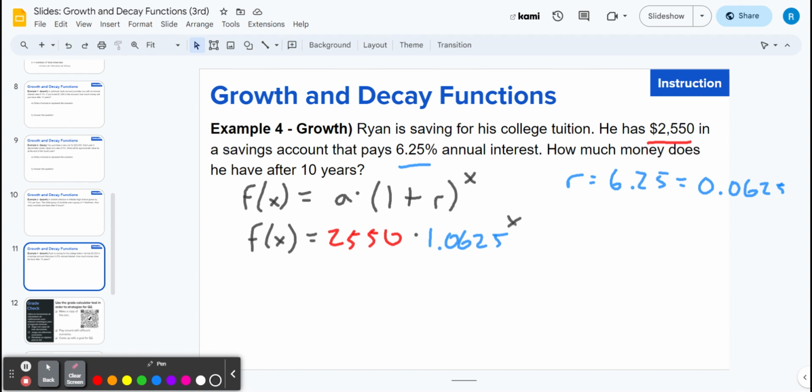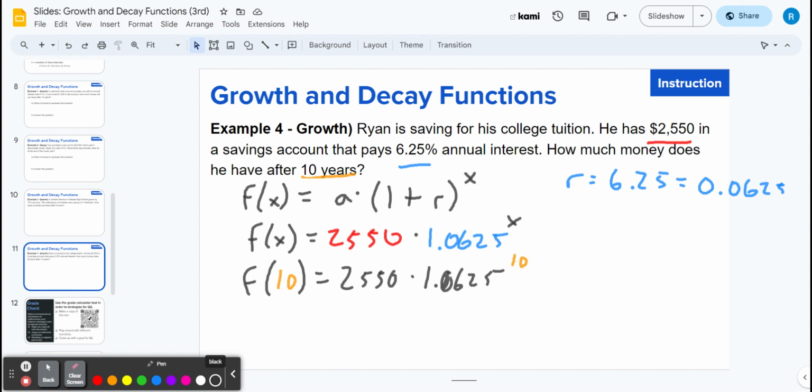Okay, and once we have that set up, we can just plug in the input, the time intervals that have hit. And this one is 10 years. So if we go F of 10 equals 2550 times 1.0625 to the 10th power. Okay, and that should be a 0 there.